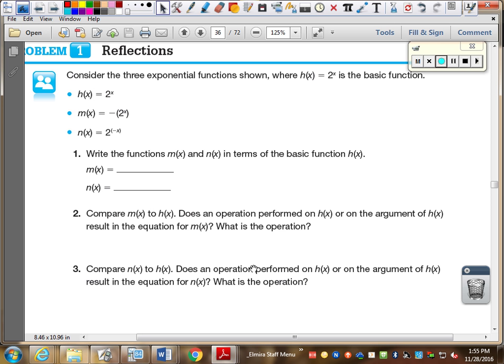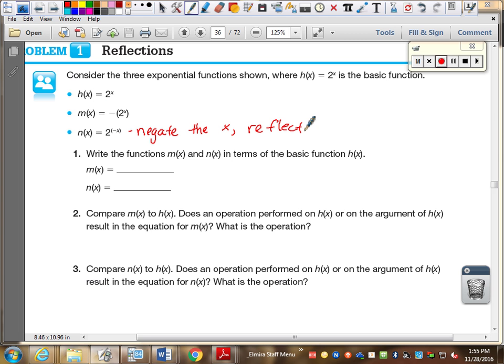All my writing had to go away because I had to clear it so it wouldn't get in the way. So if we negate the x, we have a reflection over the y-axis, which is the same thing as x equals 0.